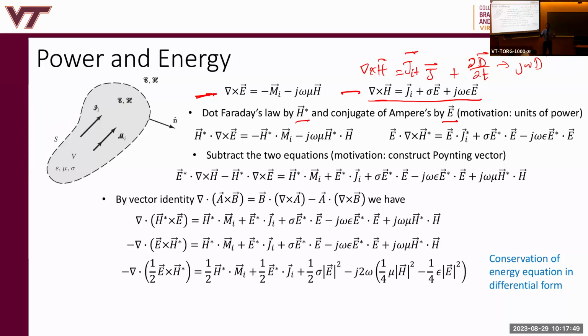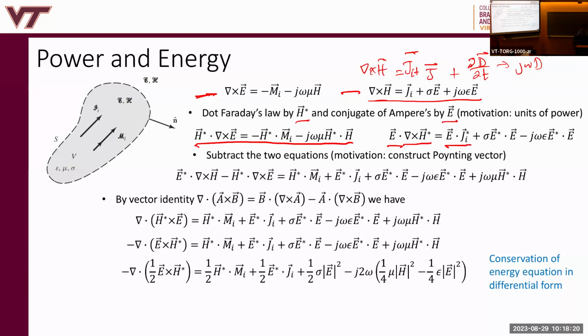If I have two equalities, I can add them together, I can subtract them. As long as I maintain that equality, the new expression that I construct from the two previous are also valid. So H conjugate dotted with this, and then the conjugate of Ampere's law dotted with E, right? So what I'll notice is H conjugate dotted with M and E dotted with J i conjugate, and E dotted with J conjugate. That's power. Sigma E conjugate dotted with E is also power. So I'm starting to get somewhere.